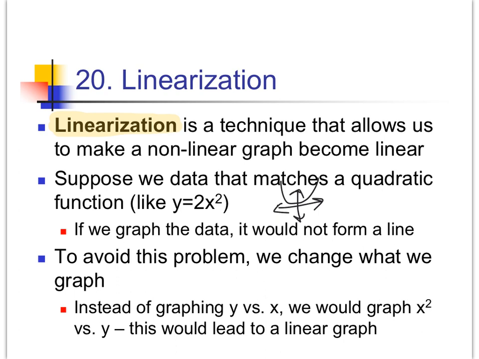So what we're going to do is take this nonlinear graph and change what we graph. We're going to change what we put on the x and the y axis. And rather than putting x on the x-axis, we're actually going to graph x squared. The reason we're doing that is if we put x squared on the x-axis, then our graph becomes y equals 2 times what is on the x-axis. That is no different than y equals 2x. And so by changing what we graph, we're able to take this nonlinear graph and turn it into a linear graph. So let's take a look at exactly what that looks like.